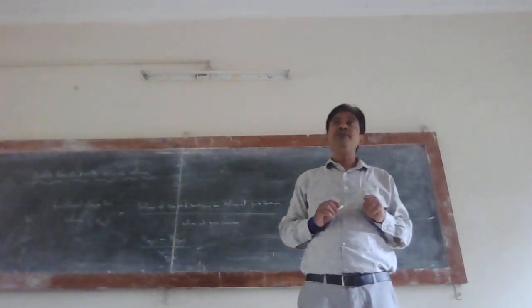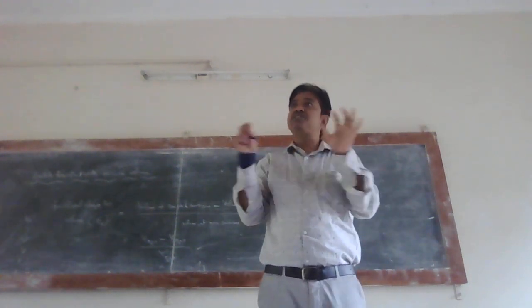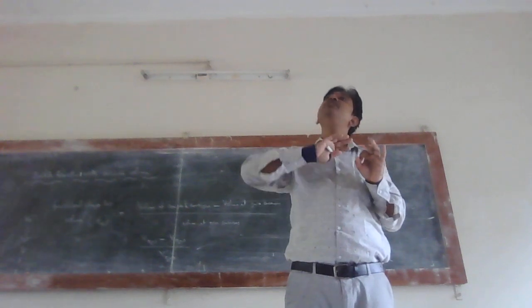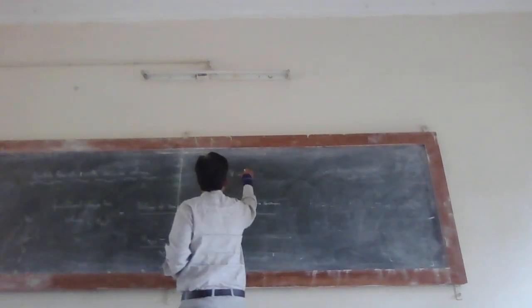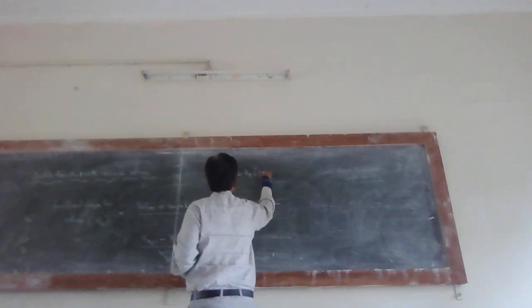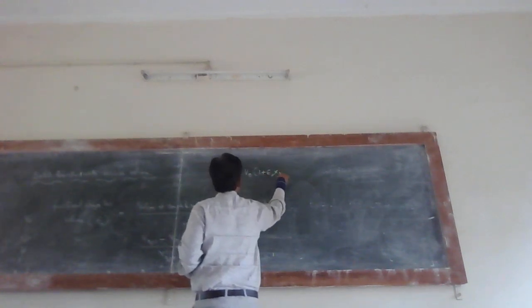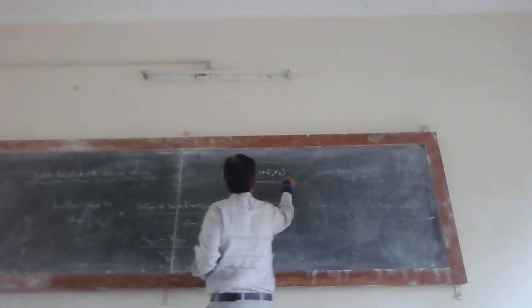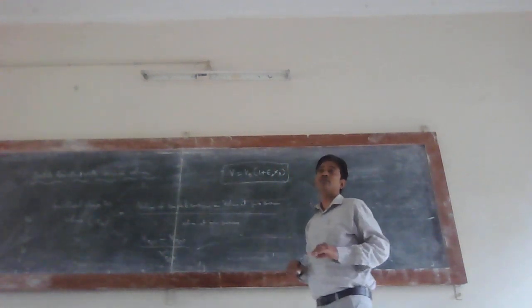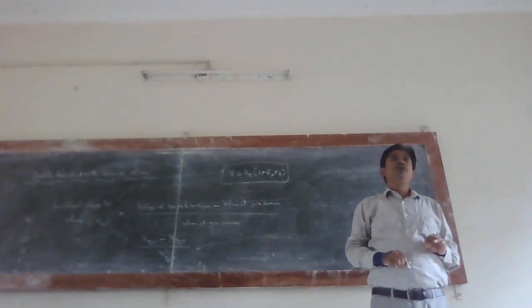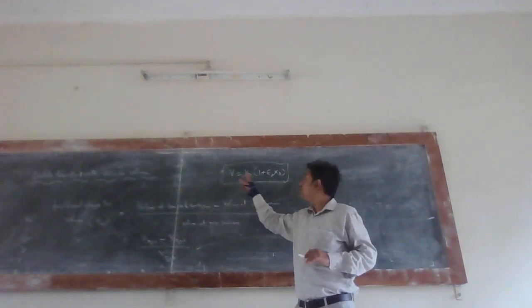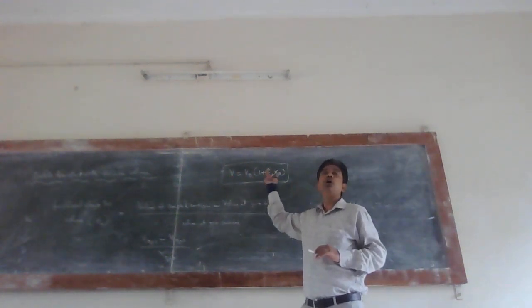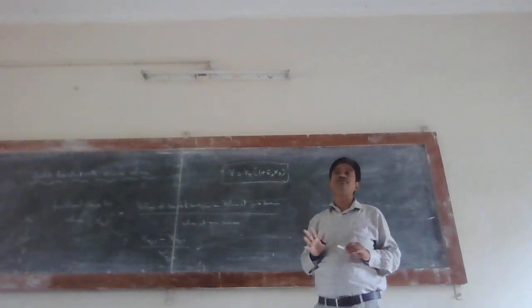Fine. That means in all our expressions, wherever V comes, V will be changed. How will it be changed? V equals V0 into 1 plus epsilon A XA. Now your final volume will be the initial volume times 1 plus epsilon A XA.